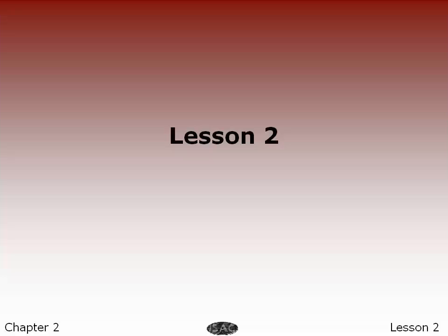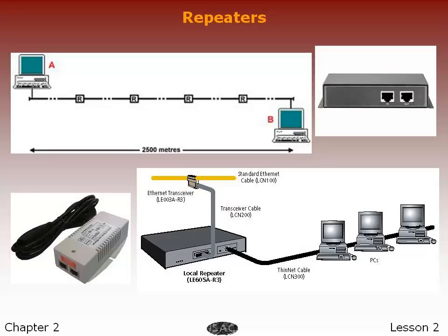Okay, let's talk a little about each of the mentioned equipment. Let's start with repeaters. In telecommunications, a repeater is an electronic device that receives a signal and retransmits it at a higher level or higher power, or into the other side of an obstruction, so the signal can cover longer distances.